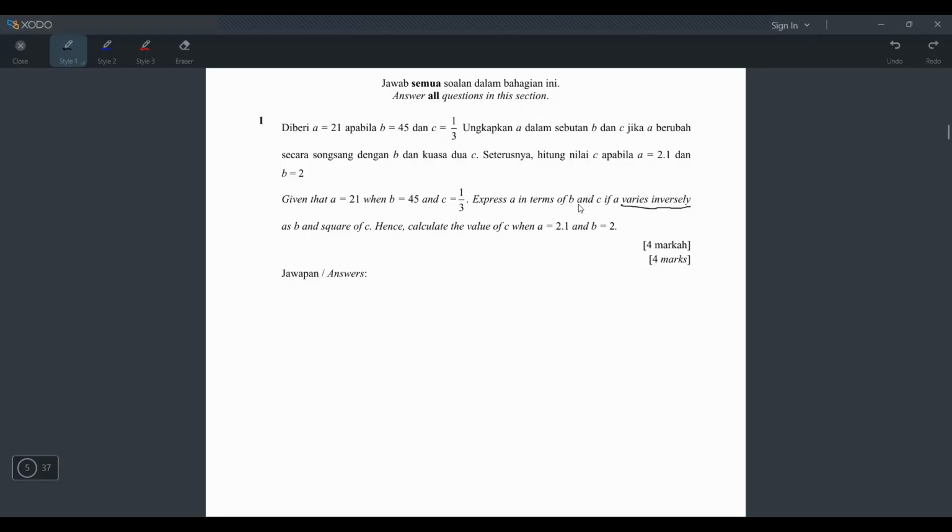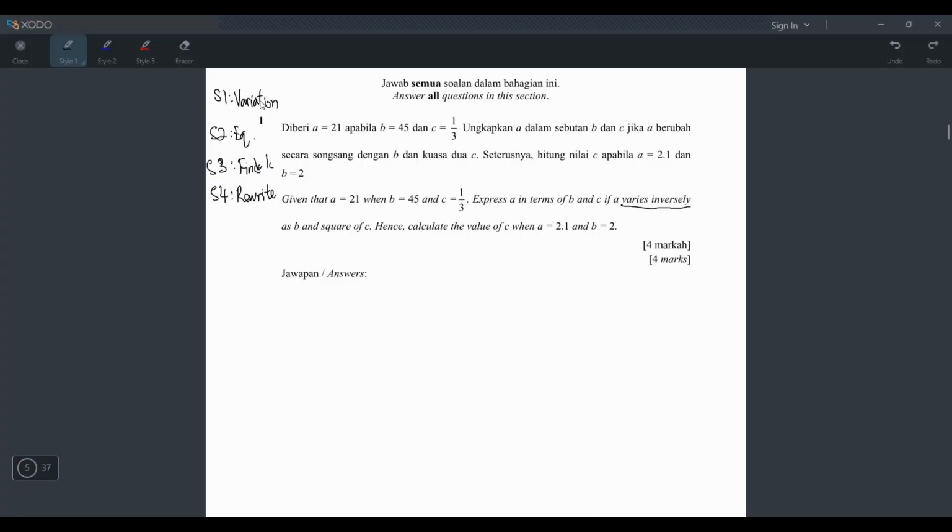So what we need to do first is write down the variation. Step 1 is to write down the variation. After we write down the variation, we change to equation. That is step 2, change to equation. And step 3 is find K. And step 4 is rewrite. And then we will see what the question wants. Okay. So we always follow these steps when we do variation.